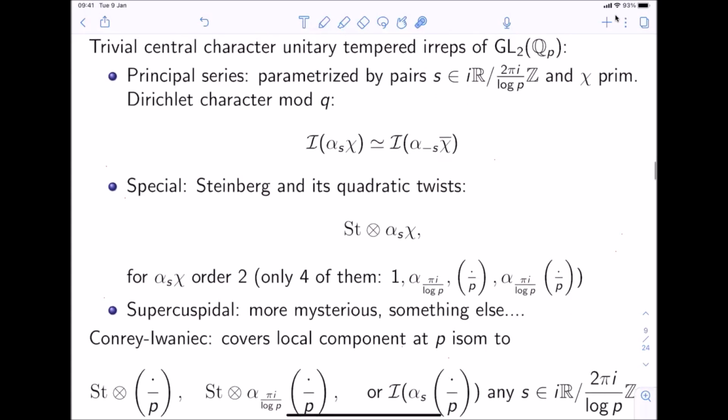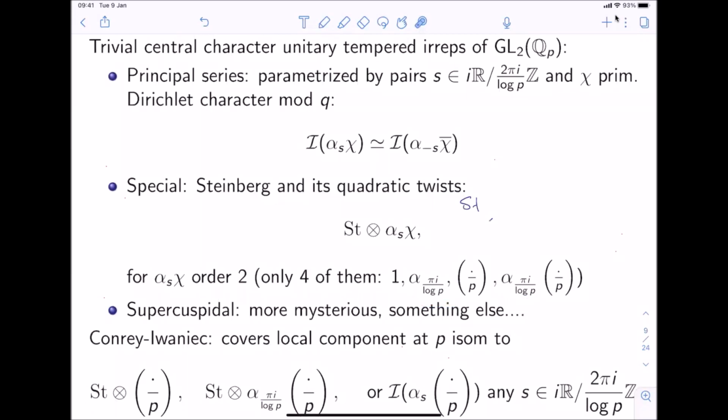Again, with this trivial central character assumption, there's not very many special representations. There's only 4 of them total. There's something special called the Steinberg representation, and you just get 4 twists of it. So there's some representation ST, which I won't tell you what it is. But then there's only 4 of them, so you just get Steinberg, and then Steinberg twisted by each of these 4 things.